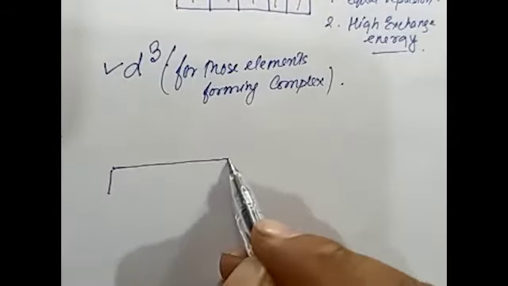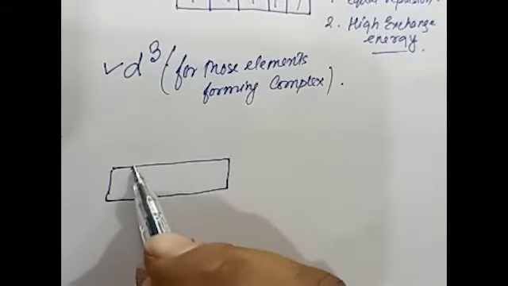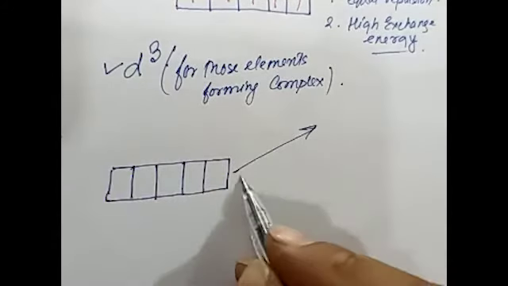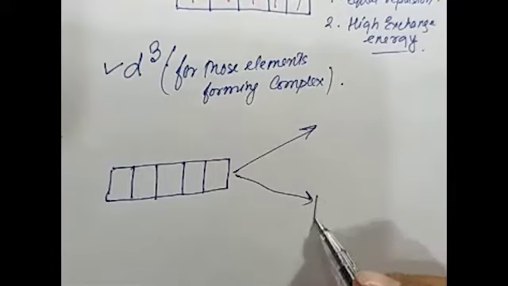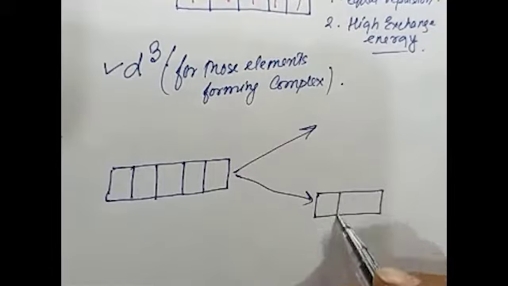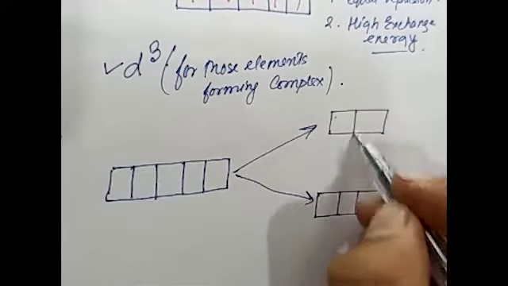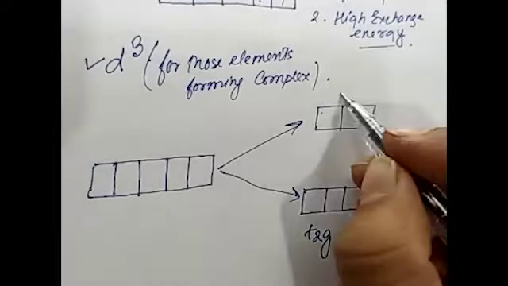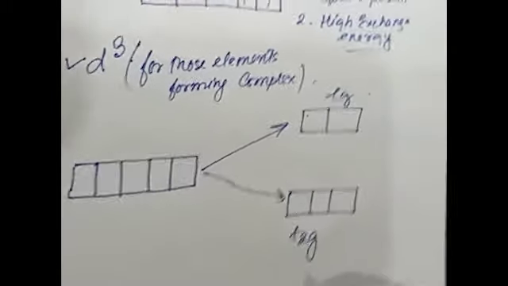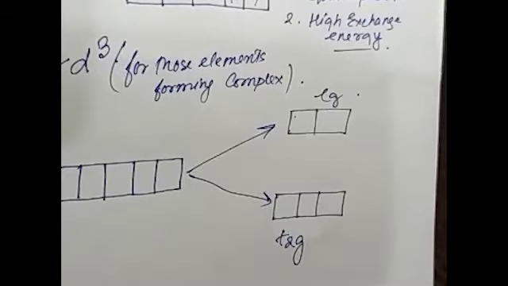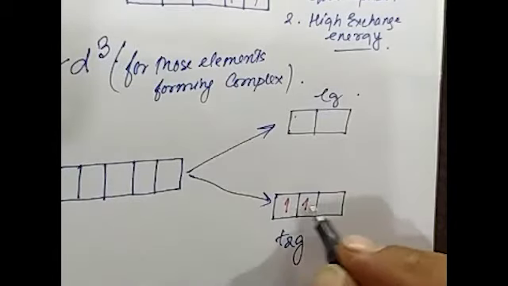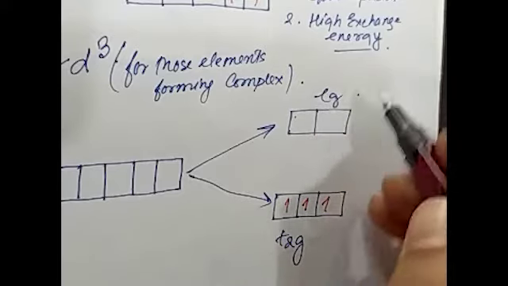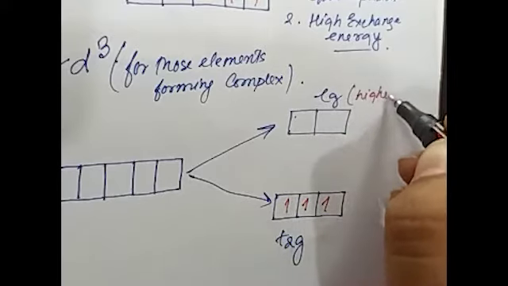So D has five orbitals, there are 5 boxes, 1 2 3 4 5. Now this D5 actually breaks down to, when the ligand approaches, they actually break down into T2G and EG. Now if 3 electrons exist in the lower T2G, EG is higher energy, that is why it is above.